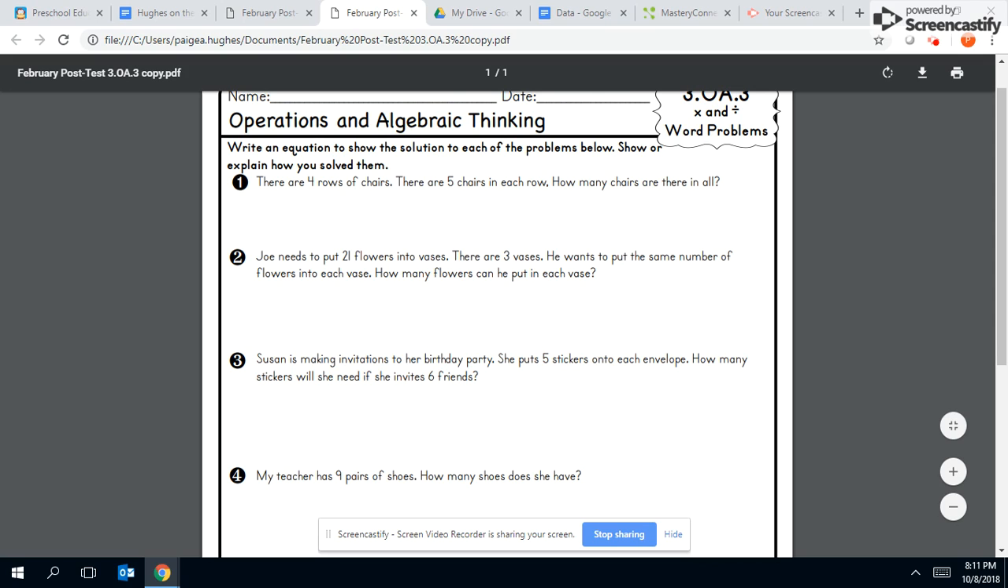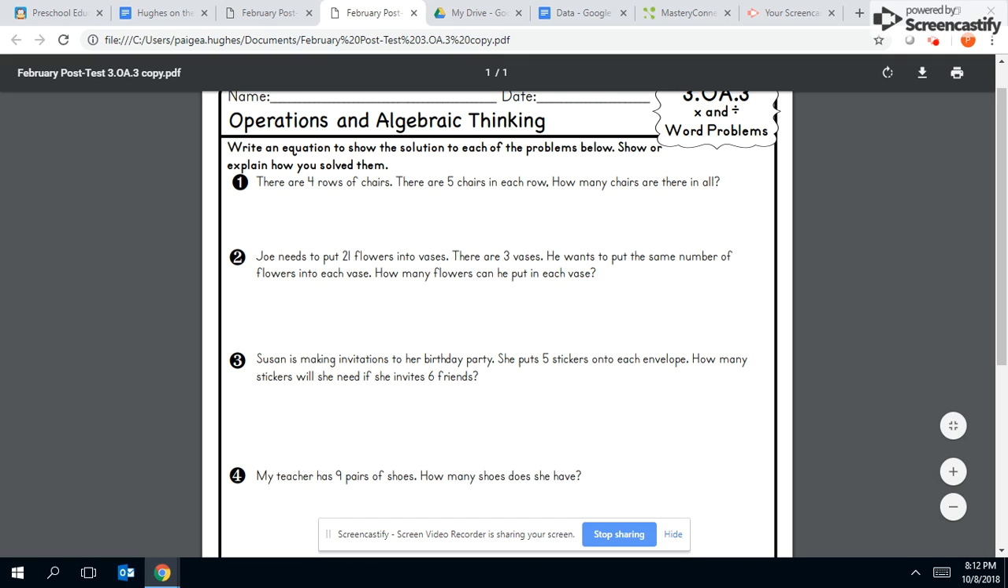Let's look at a problem like problem number 2. Joe needs to put 21 flowers into vases. There are 3 vases. He wants to put the same number of flowers in each vase. How many flowers can he put in each vase? With a problem like this one, we're starting with a total. They're telling us he has 21 flowers to put in vases. They're telling us then he has 3 vases. So we know we're going to take 21, our total, and divide it into 3 equal groups, right?